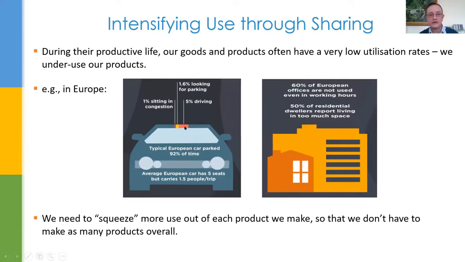For instance, the EU did a study on cars, and they found that a typical European car is parked 92% of the time. 92% of the time it's just parked, doing nothing. Of the remaining 8%, 1% of the time the car is still sitting, but this time in traffic jams. Another 1.6%, it's desperately looking for parking. And it's only 5% of the time that a car is being used for what it was made to do, which was to get you from A to B.